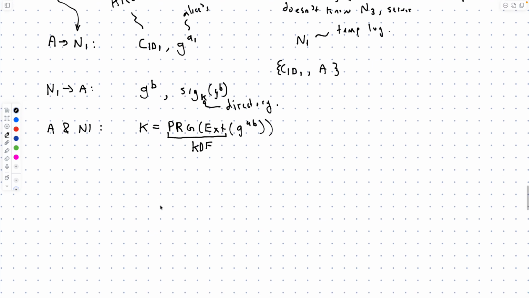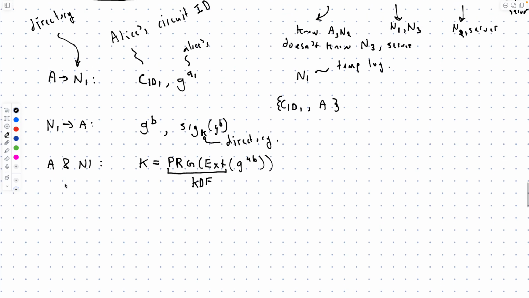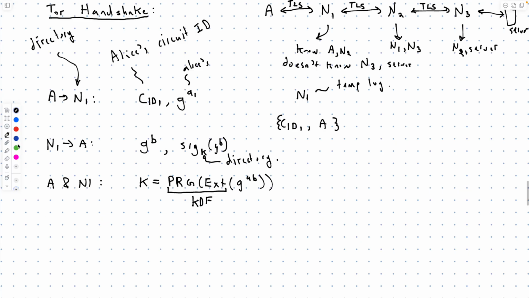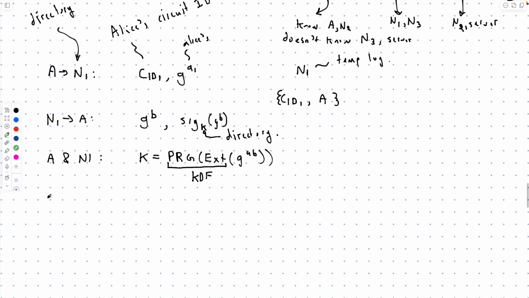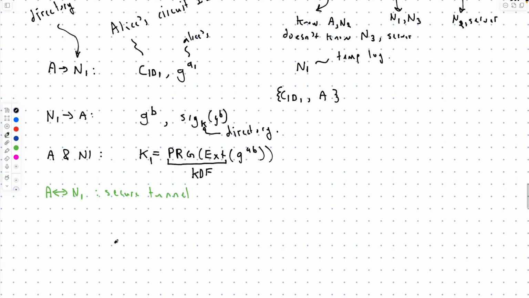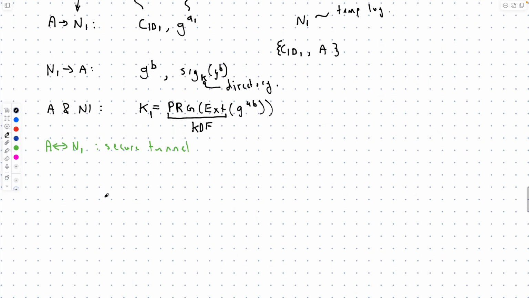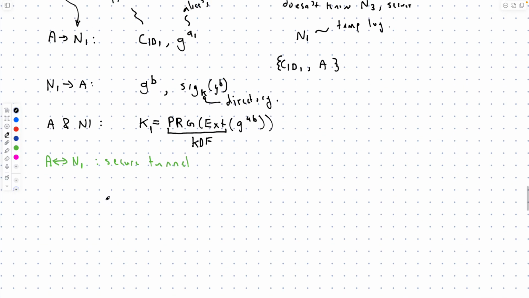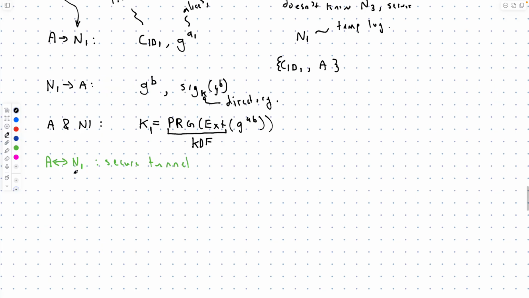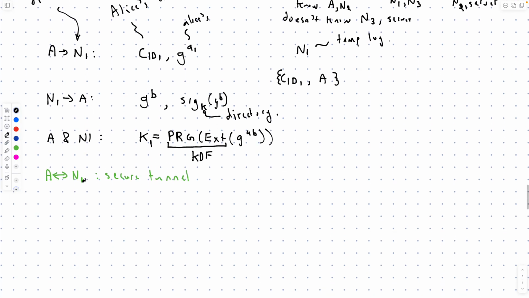Okay, so at this point, we'll pause here and just say that Alice and N1 have a secure tunnel now. And let me call this K1 because we're going to have more than one key. Basically, N1 is the entry node. Yeah, N1's the entry node. Okay, so far standard Diffie-Hellman, right?